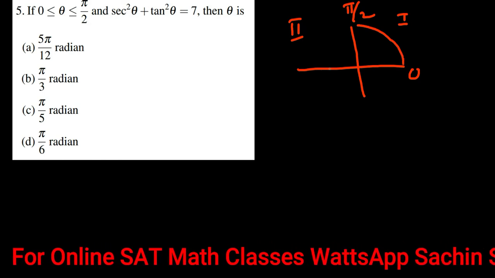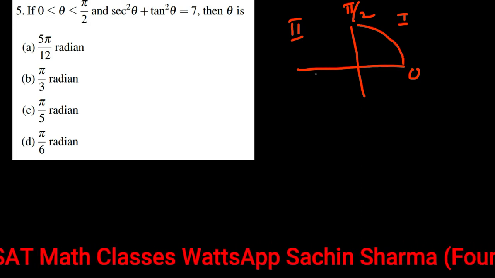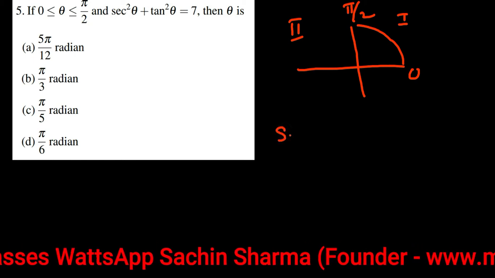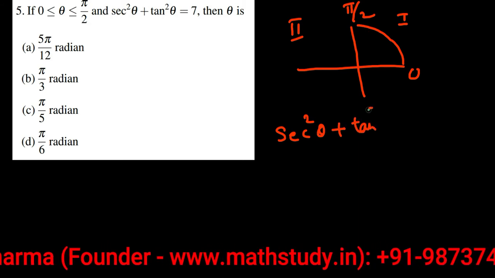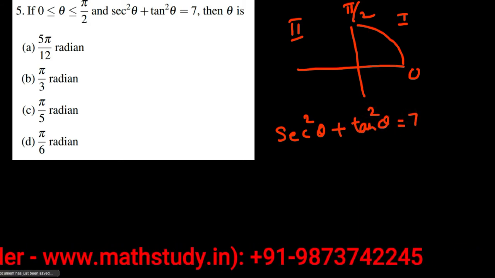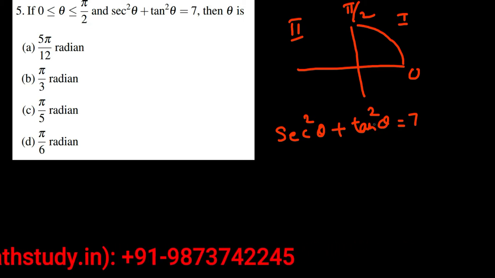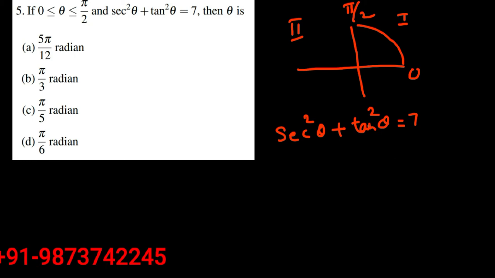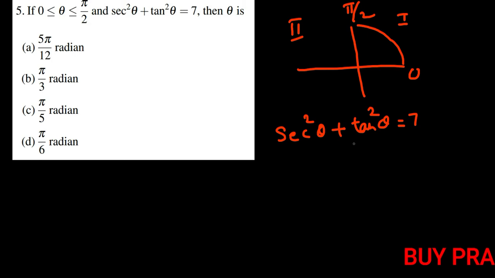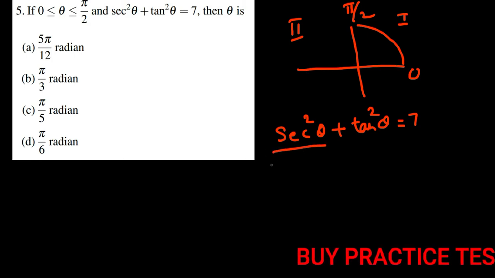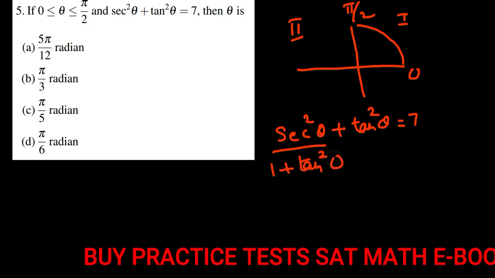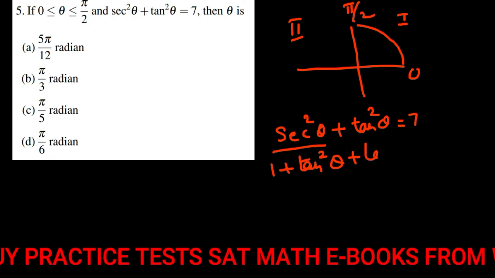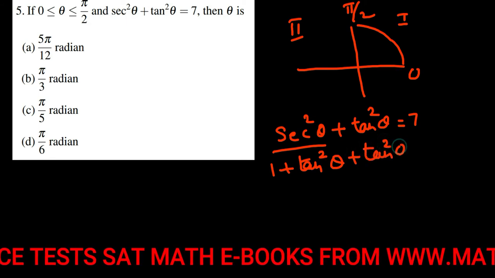Getting the point? So in the first quadrant, the condition is basically sec square theta plus tan square theta equals 7, and we have to tell theta in terms of radian, right? What is the value of theta here? So we know that sec square theta is nothing but 1 plus tan square theta. So let us write sec square theta is equal to 1 plus tan square theta, plus tan square theta, right? So this is the basic identity which you have to memorize here.